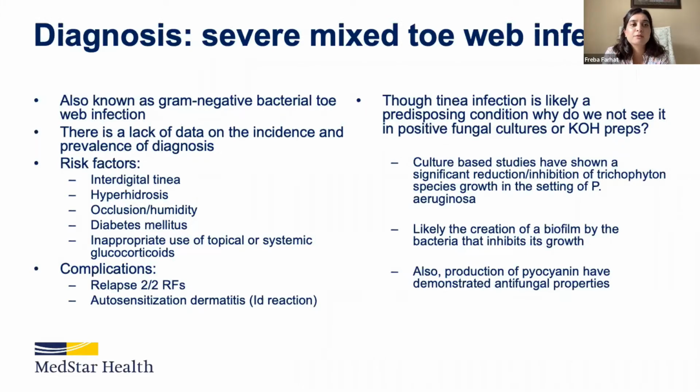What the systematic review, though, did nicely is to identify key risk factors and complications for us. And the number one risk factor that they found was interdigital tinea. So inappropriate or untreated tinea can certainly play a huge role here, and is probably the number one cause of developing this severe mixed toe web infection, with gram negatives being the likely culprit.